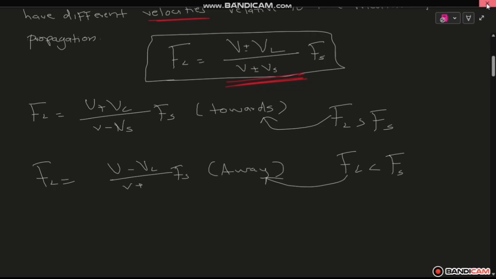But for you to say that this is away, it means that the frequency of the listener, the frequency heard by the person, must be less than the frequency that is emitted by the sound source, or where the siren is coming from. Then if it is towards, the frequency of the listener must be greater than the frequency of the source. I hope that makes sense, guys.